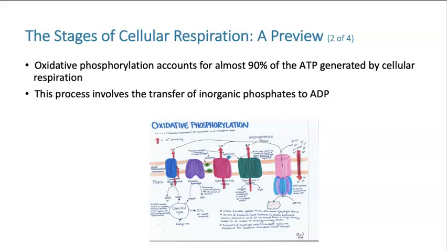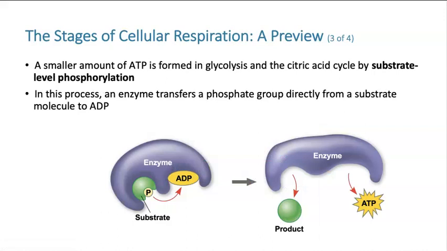Oxidative phosphorylation accounts for 90% of the ATP that's generated by cellular respiration. And what we're doing is we're adding inorganic phosphate to ADP to make ATP. But you can see that it's a very complicated process. And there's lots of movement of things across the membrane. We're moving protons into the intermembrane space, and then we're going to allow those protons to move back through following their concentration gradient. And when that happens, that's when we make ATP. That's oxidative phosphorylation.